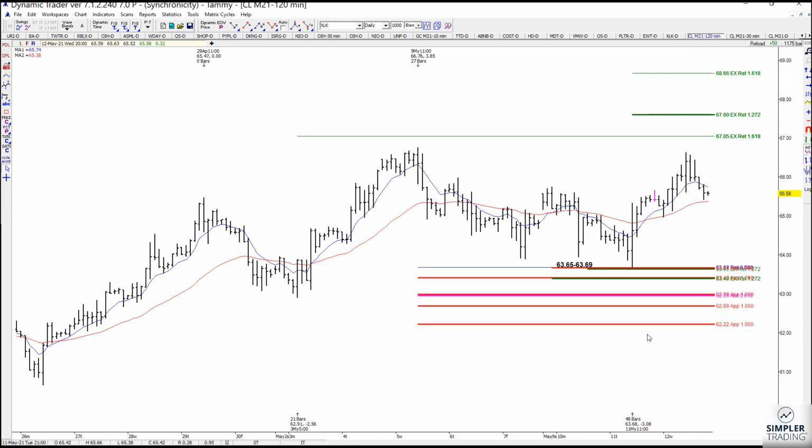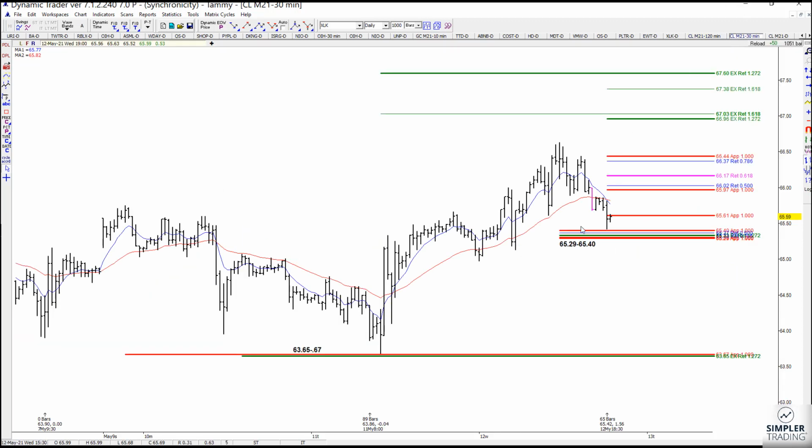This is what we're looking at on the 120-minute chart, that we have not met the extensions of the more recent swing and the second extension of the previous swing. And then on the 30, we're looking at this most recent pullback, setup zone, resistance, and smaller term targets.